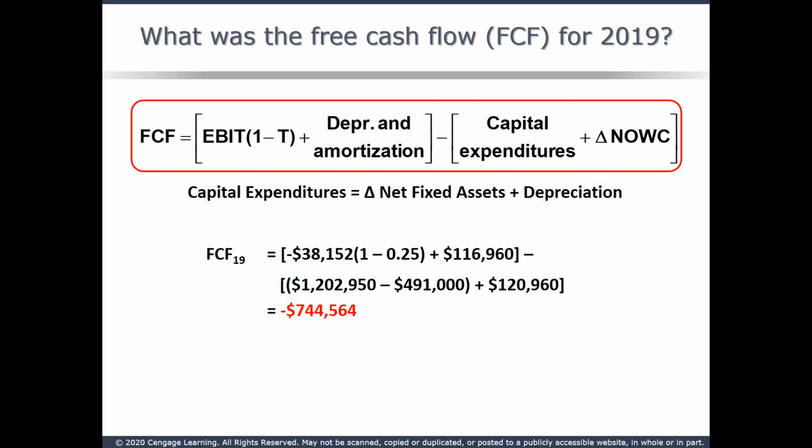De Leon's free cash flow for 2019 is a negative $744,000. Negative free cash flow is generally not a good sign, but it can occur during an expansion, which is the case with De Leon. However, coupled with De Leon's poor performance in other areas, it's not a good sign.